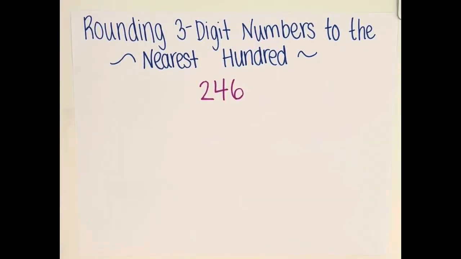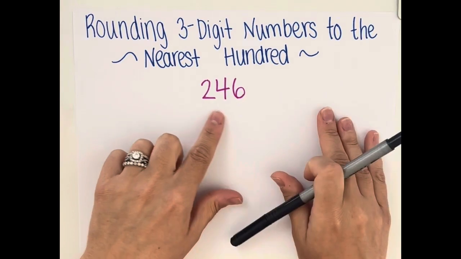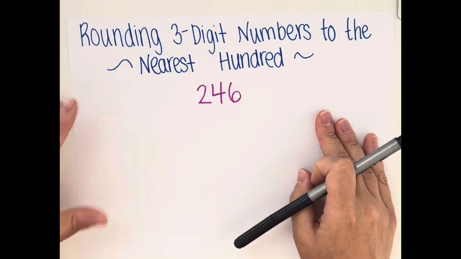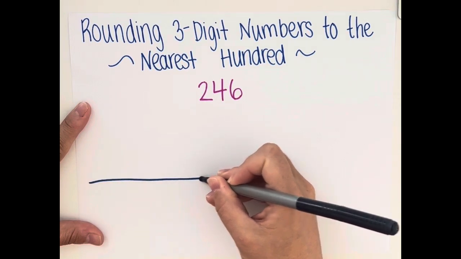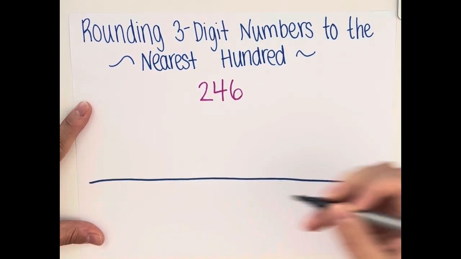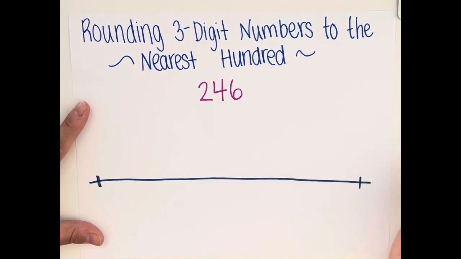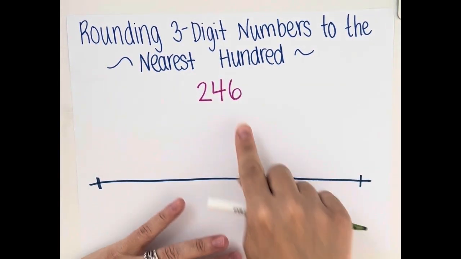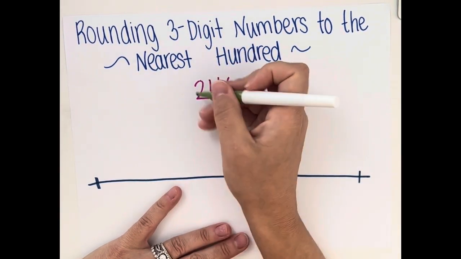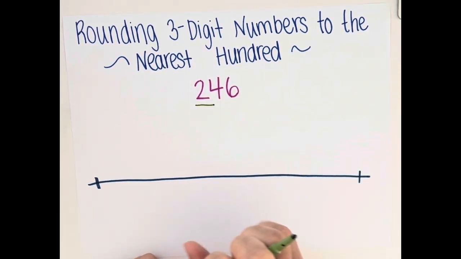So let's jump right in. We are rounding 246 to the nearest 100. So we are going to start by drawing out our number line. Since we are rounding to the nearest 100, I'm going to underline the digit in the hundreds place. So in this number, we have ones, tens, hundreds. So the 2 is in the hundreds place.